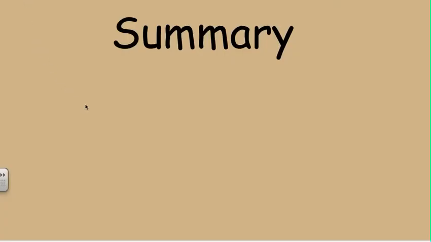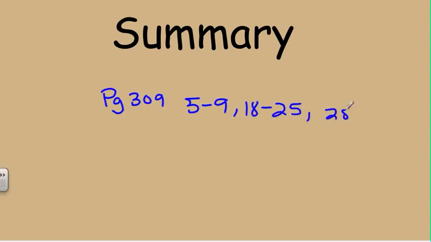I will really quick write the assignment down, but it tells me that I'm out of time. So your assignment is page 309, 5 through 9, 18 through 25, 28 through 35, 37, and 38. Now that we're back in the book, please do not be afraid to check your answers in the back, the odds, and make sure you're doing it correctly.